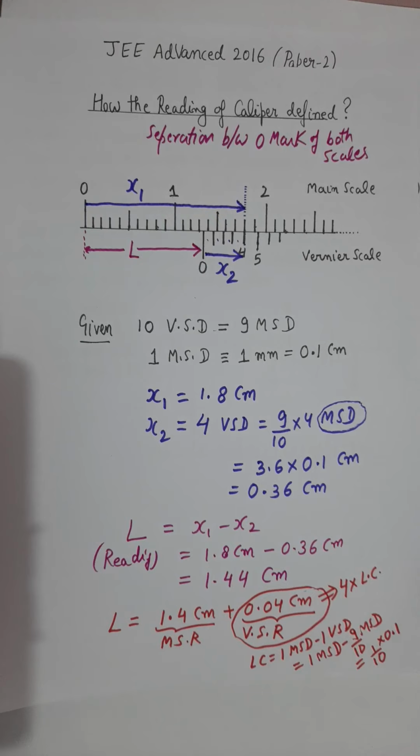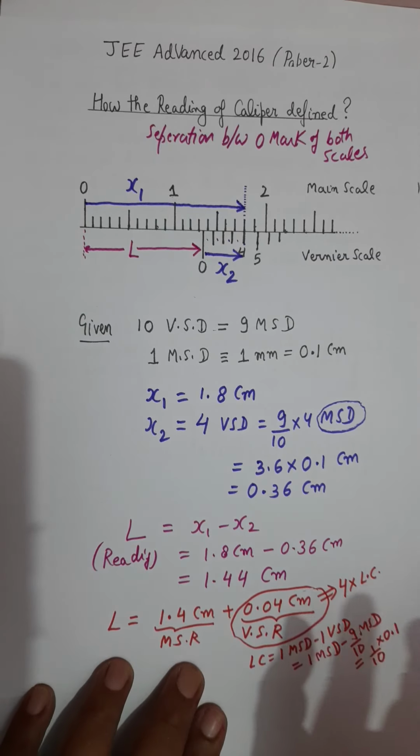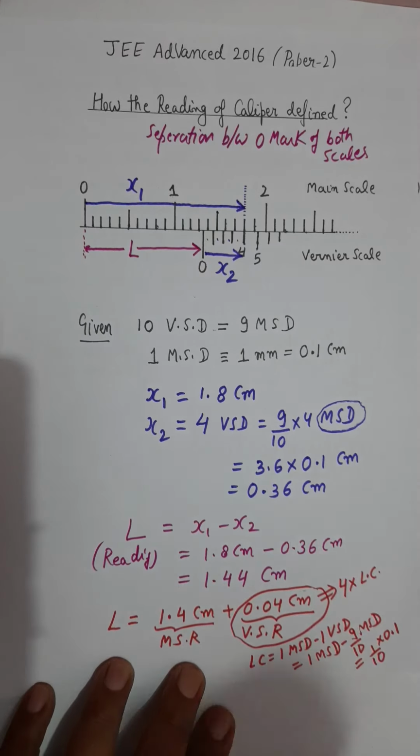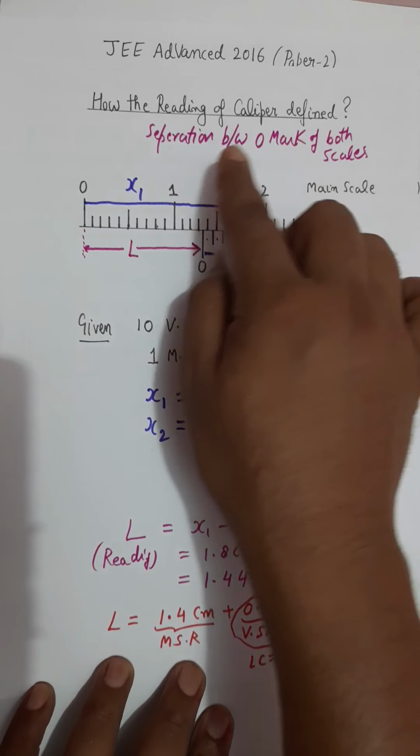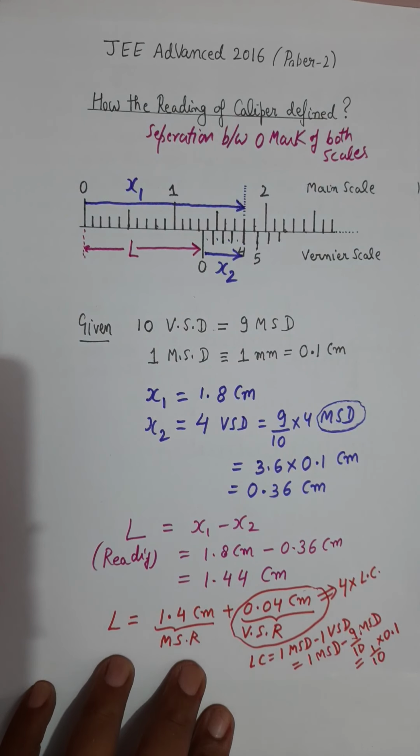I would like to request or recommend you that for JEE exams or any other conceptual exam which is based on the fundamentals, you simply follow this rule. You have to follow this rule, that the reading of vernier caliper is nothing but separation between 0 mark of the main scale and the 0 mark of vernier scale.